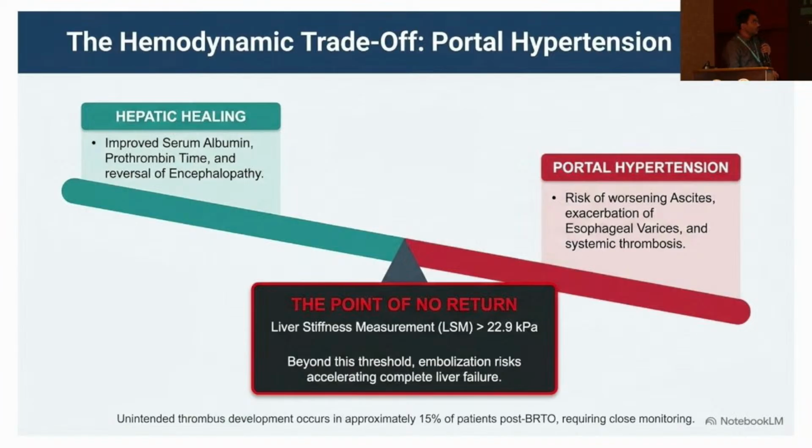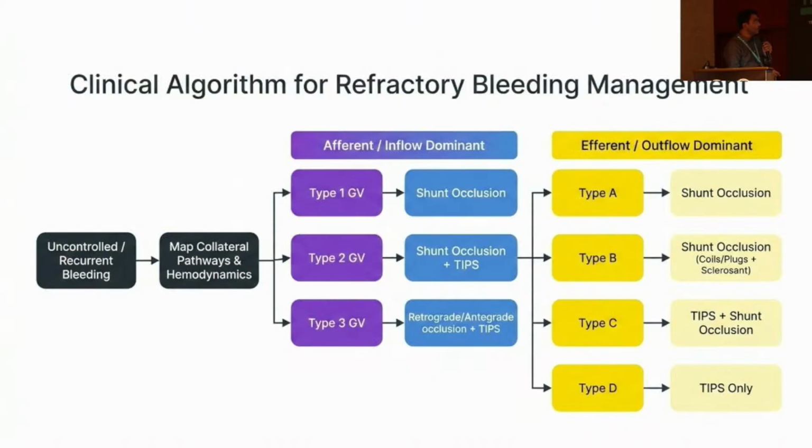So this cutoff we have to remember. Beyond this, we may not be able to treat the patient with BRTO. So this is the updated clinical algorithm.